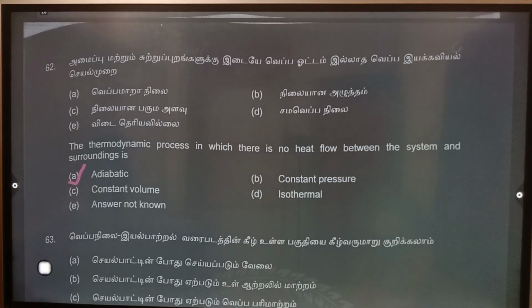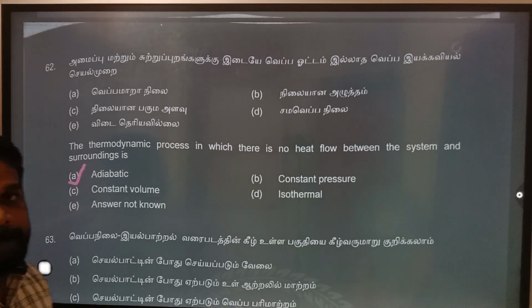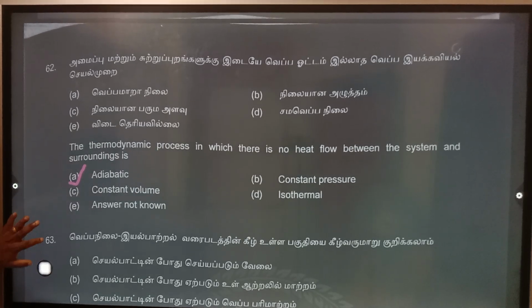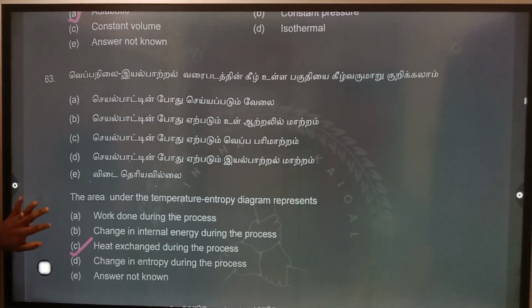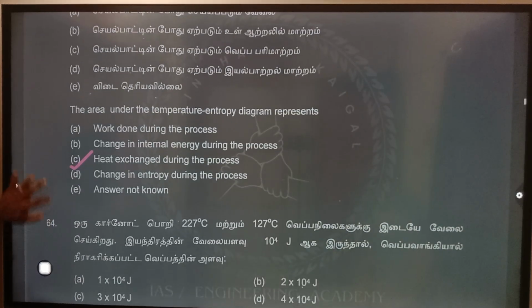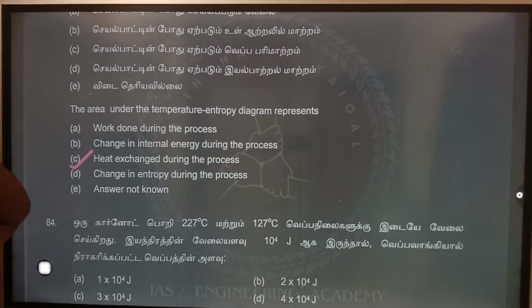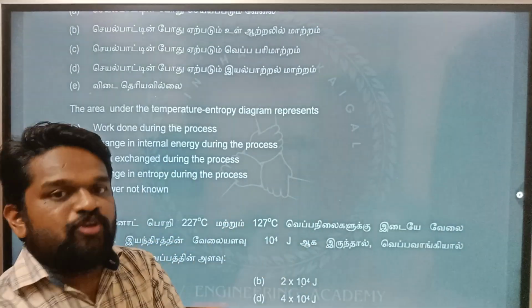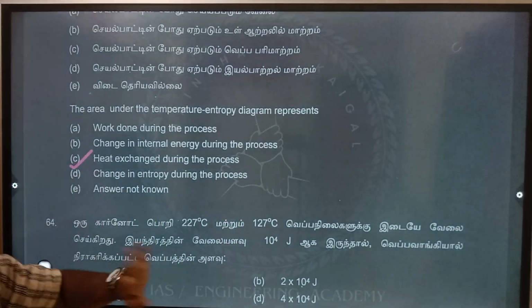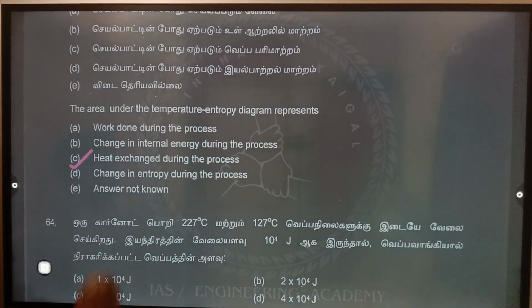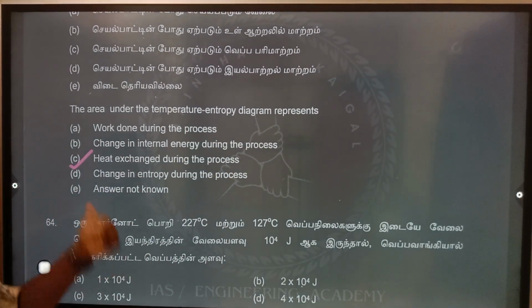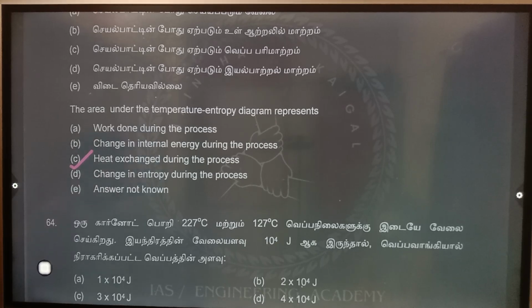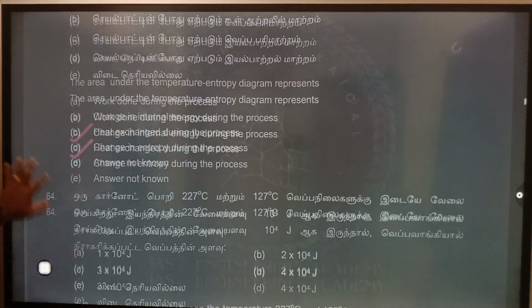62, thermodynamic process, no heat flow between system and surroundings. Adiabatic. Okay, adiabatic. 62, Q equal to 0. Then 63, area under the temperature entropy. So area under temperature entropy means T ds, T into ds. Other heat equation. So heat exchange during the process, that will be the answer. C. 63, C is the answer.